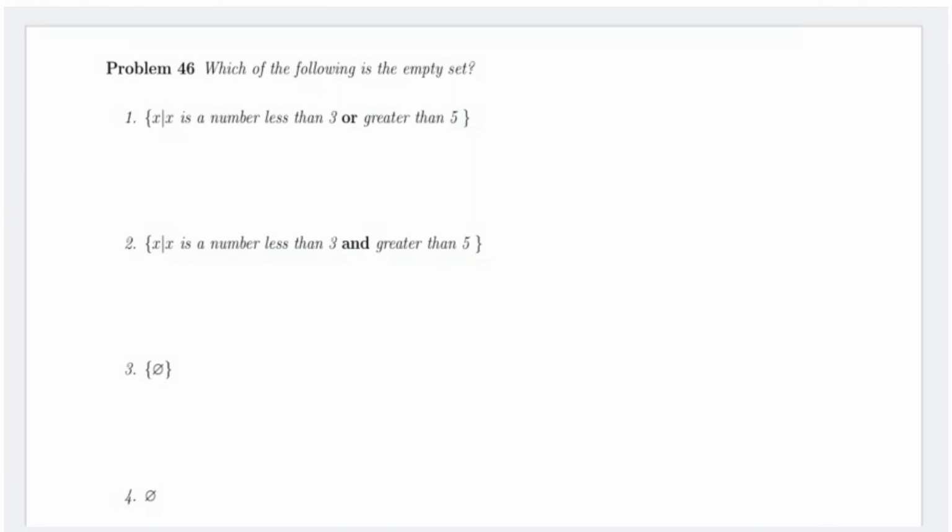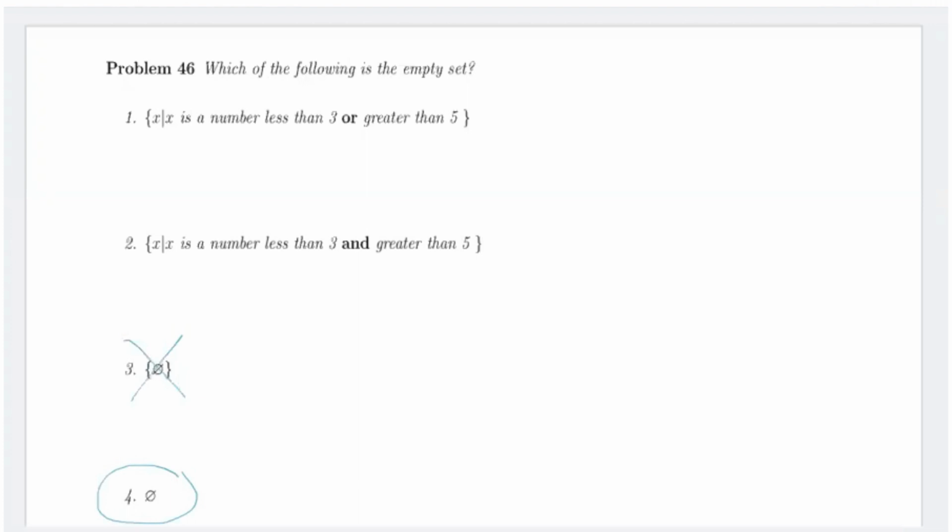Another way to say it: are you able to find an element of the set? If there is an element, it's not an empty set. If there's no element, yes, it is an empty set. So look at the sets and see which one is empty. 4. 4 is an empty set. So that's clear. This is an empty set. How about 3? Is it an empty set? No, this is not an empty set, right?